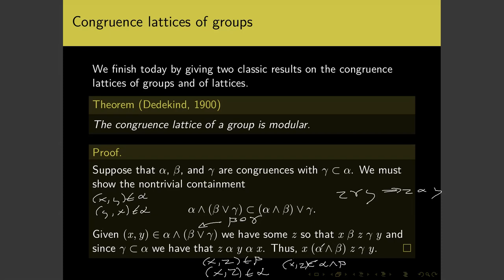Okay, so that means x alpha meet beta z, but then z is related to y by gamma. But then this is what it means for x to be related to y by alpha meet beta relative product with gamma. But because the congruences of a group permute, this is the same thing as having alpha meet beta join gamma. And so xy is in alpha meet beta join gamma, which is what I was trying to show. So I do have containment in the non-trivial direction, and thus the modular law is satisfied.